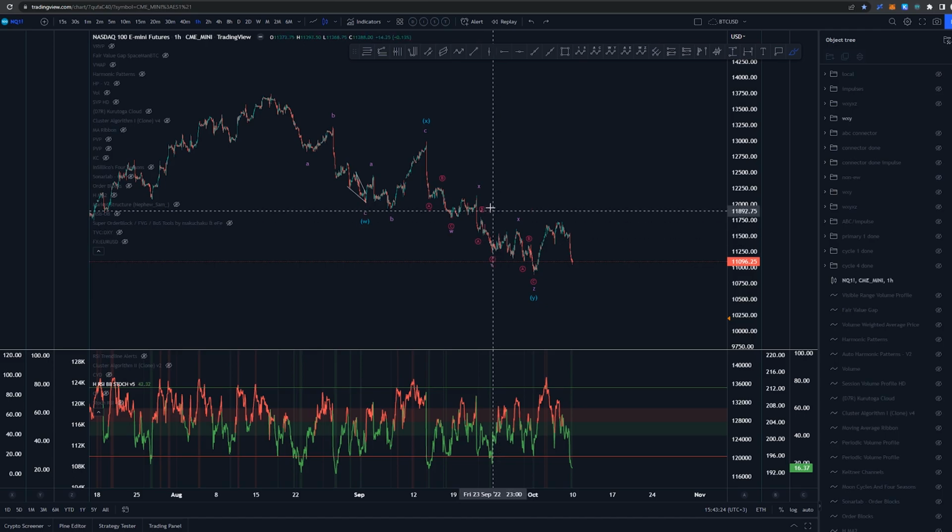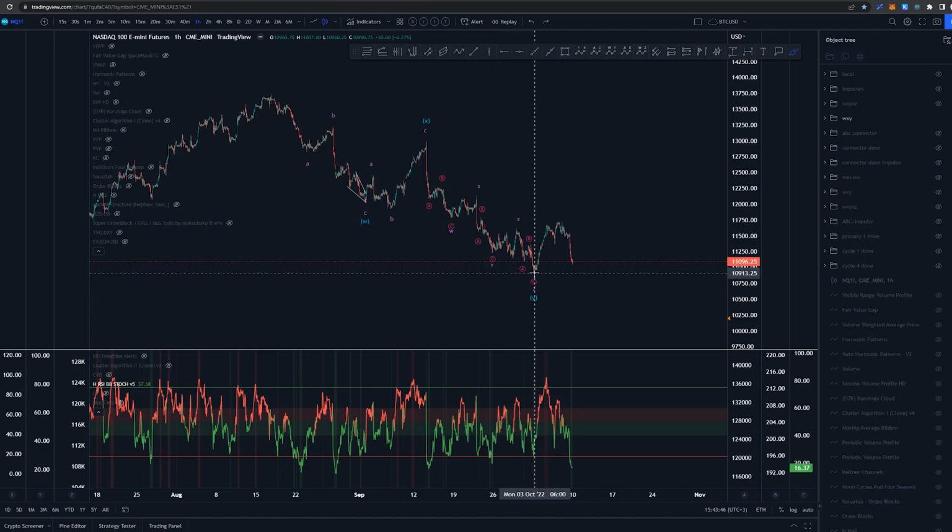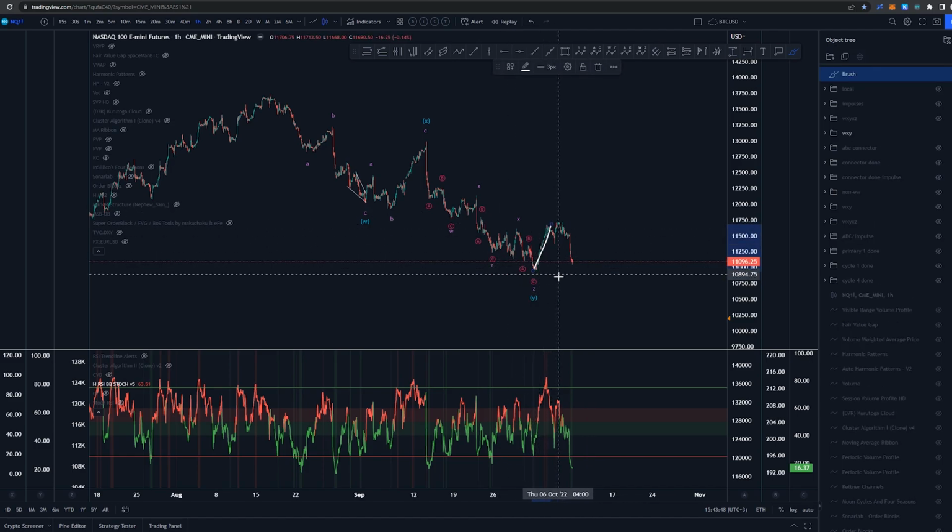Now, I don't really like to be using W, X, Y, X, Z because they are really rare in any scenario, in my opinion. And people are using them to force their bias into the count more often than not. So in this one, I feel like I am forcing my bias on here, trying to end the count down here and trying to get a possibility for a bullish move off of the lows.